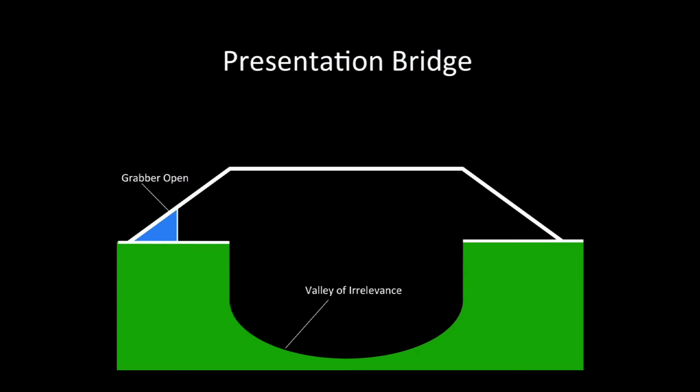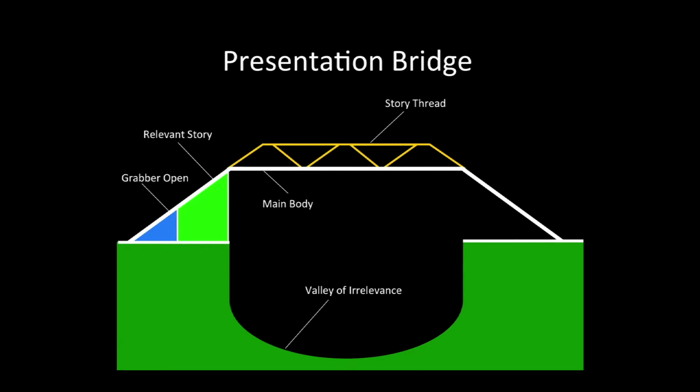First is a grabber open. The grabber open gets the audience's attention and lets them know why they should listen and where the presentation is going to go. Then is a relevant story, a story about a client that had a challenge where you helped with a brilliant solution and they got great results. Next is the main body of the presentation, and I simply suggest that you pull the main character of that story like a thread through the main body. And then finally, it's time to close.